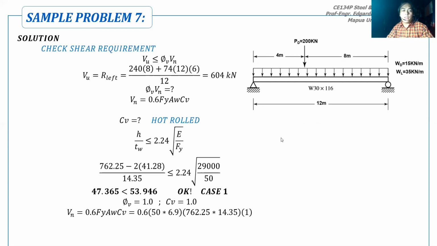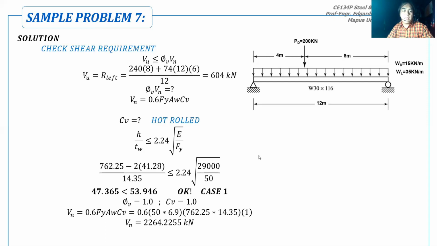So therefore, we could now solve V sub n as 0.6 Fy, area of the web, times C sub V. So I just substituted the values. The Fy I used is 50 KSI, which I converted to megapascal, kaya may times 6.9 dyan. Tapos yung area of the web is depth, 762, times thickness of the web, 14. Then yung C sub V natin is equal to 1. So from there, we got V sub n equals 2264 kilonewtons.